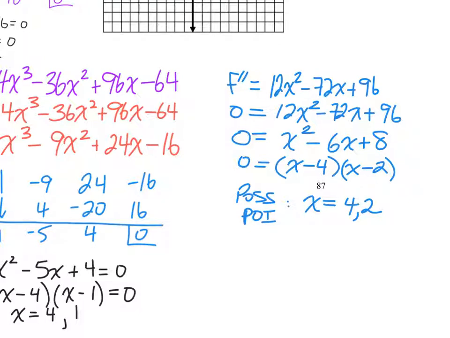I'm not going to write 4 multiplicity of 1 because that just seems silly, but it is multiplicity of 1. There's only one. And also 2. All right? So the x-intercept was 4 multiplicity of 3. Critical value 4 multiplicity of 2. Possible point of inflection 4 multiplicity of 1. All right? So that 4 seems to be rearing its ugly head over and over again.